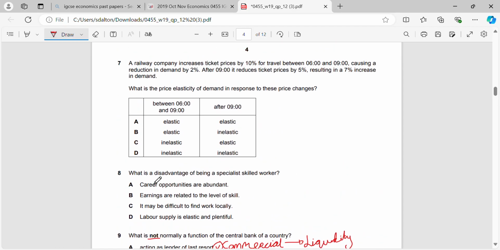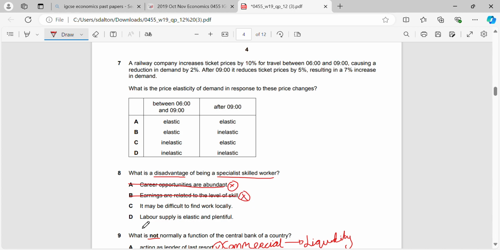Okay, question 8. What is a disadvantage of being a specialist skilled worker? So career opportunities are abundant. If you think about that, that is going to be an advantage, right? So how can it possibly be a disadvantage if you have a lot of career opportunities? Earnings are related to the level of skill. Again, that's an advantage because they're highly skilled, so they'll get high incomes.